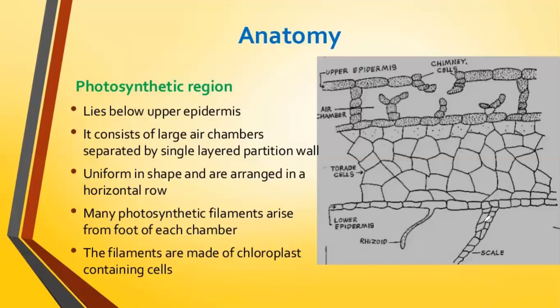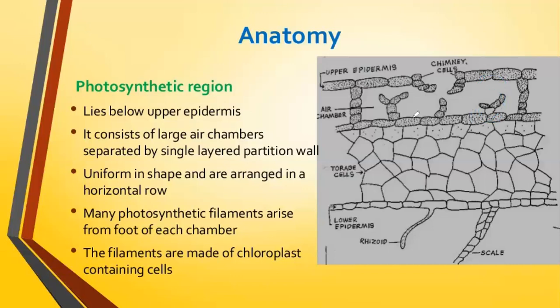Going on to the second region, the photosynthetic region. The second region, the photosynthetic region, is made up of many cells, but these cells are not closely arranged. They have large air gaps, or we call them air chambers. These air chambers help in the storage of air, okay, and help in the buoyancy of the Marchantia, which helps the Marchantia to float on the surface of water.